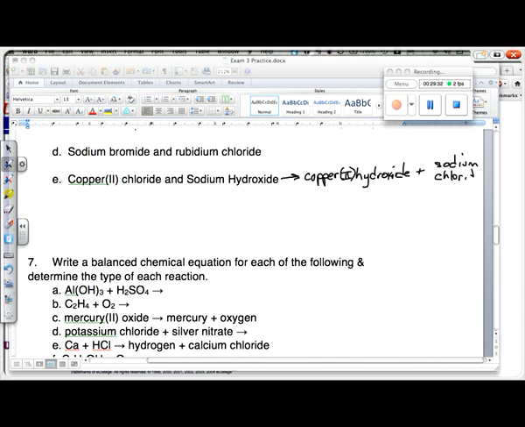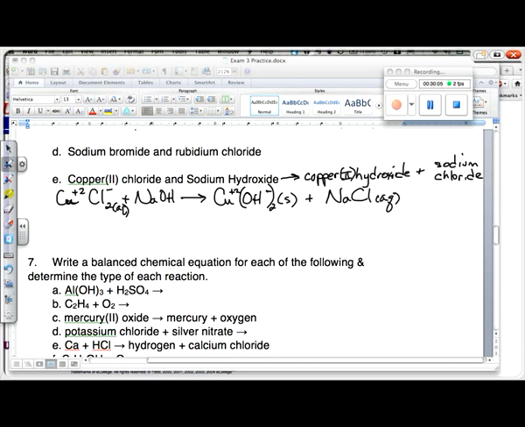All right, translating into formulas. Cu with a plus 2, chlorine with a minus 1, so I need 2 of those chlorines, plus sodium hydroxide, copper 2 plus 2 hydroxide. OH has a minus 1 charge, so I need 2 of those minus 1s, and that's my solid, plus Na with a plus, chlorine with a minus, and this is aqueous. Of course, our reactants are aqueous as well. Okay, balancing. I need a 2 here for the hydroxide, and a 2 here for the chlorines, and that should do it.